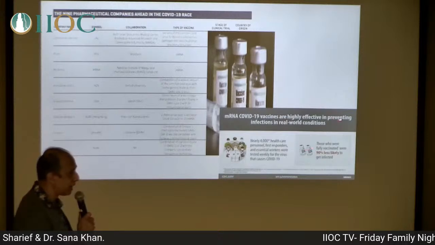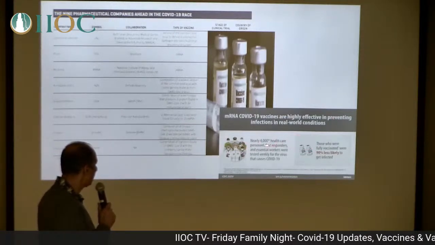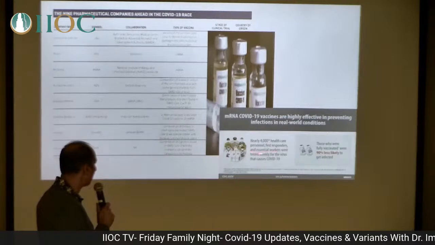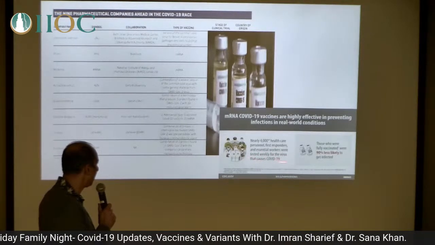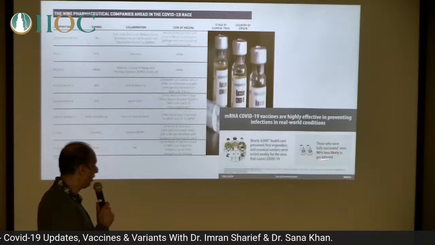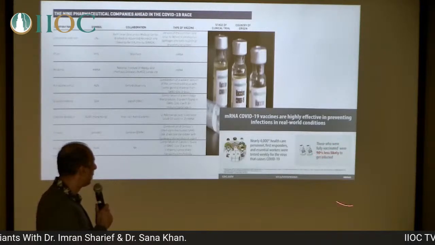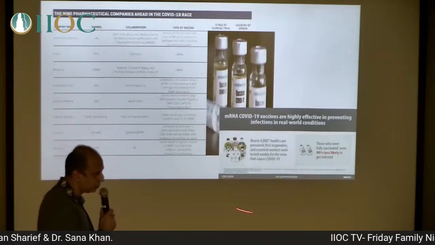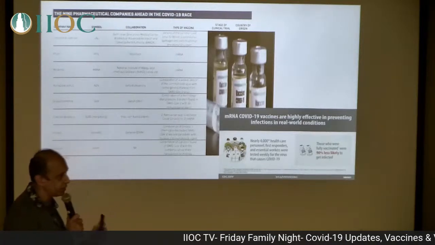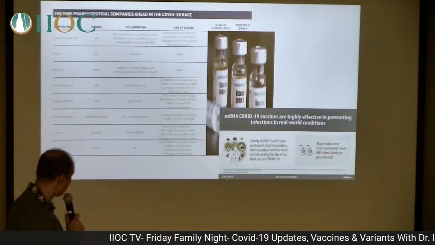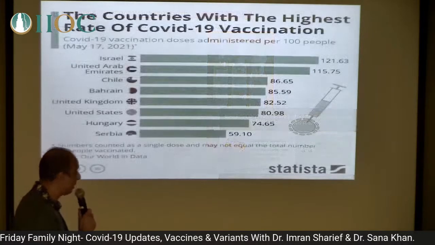So what does the messenger RNA vaccine do? Nearly 4,000 healthcare personnel, first responders, and essential workers were tested weekly for the virus that causes COVID-19. Those who were fully vaccinated were 90% less likely to get infected. So this is just to give you one more example that this is a very effective vaccine, both Pfizer and Moderna. Those are messenger RNA vaccines, and they are built in the lab.